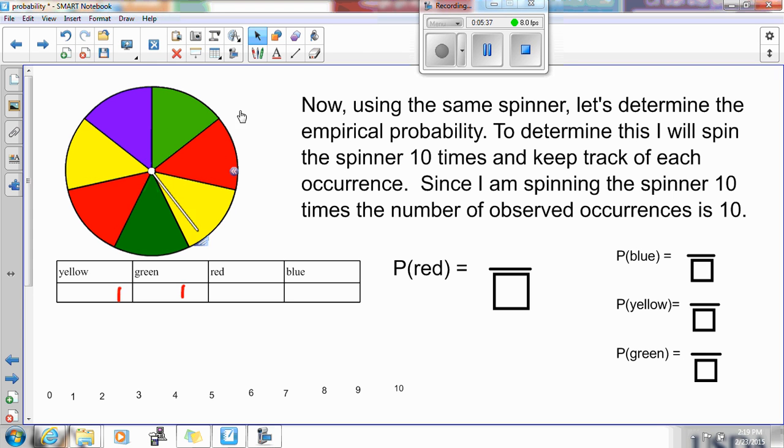Third time I get red. Next I'm going to get another red. So tally mark under red. See if we get it again. We get red again. That's 5 times. I have 5 more times to do it. Another red.